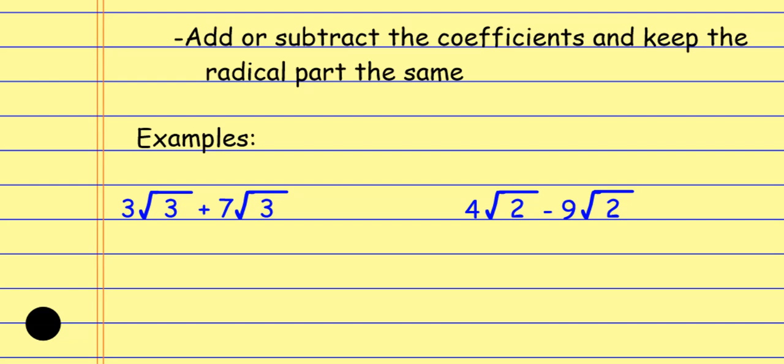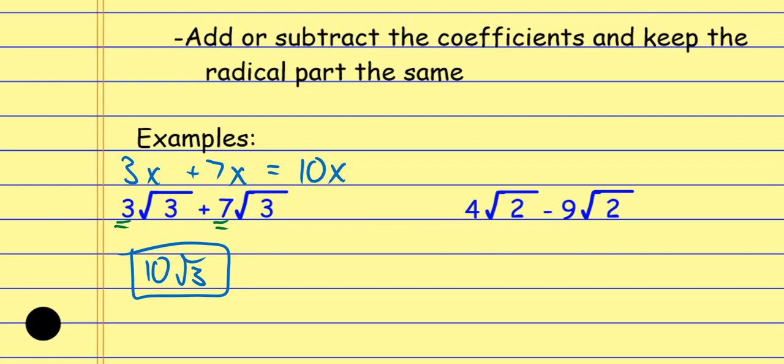I say, hey, look, let's look at the numbers out front, the 3 and the 7. I just add those together. That's a 10. And then the radical part, the square root of 3, just stays as the square root of 3. And that's it. It's just like if I had a 3x plus a 7x, I would say it adds up to a 10x. I add the numbers out front, I add the coefficients, the variable part stays the same. With radicals, I add the stuff out front, the radical part stays the same.